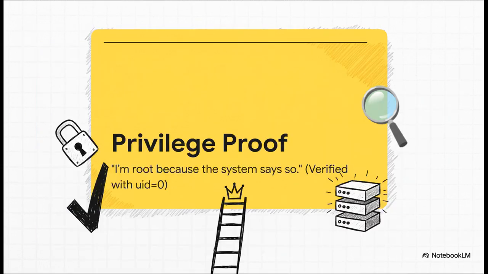And finally, the ultimate goal, privilege proof. You are not root just because you think you are. You're root when the system itself tells you you are. The definitive, undeniable proof is UID equals 0. There's no ambiguity, you've climbed the ladder all the way to the top.